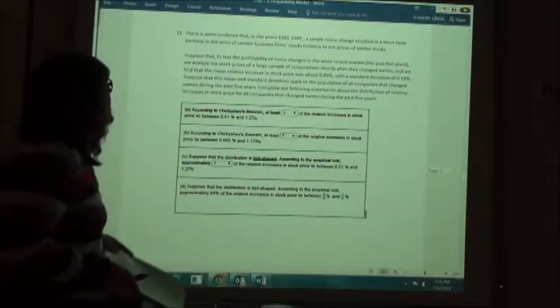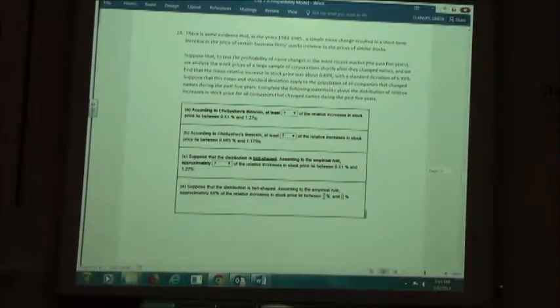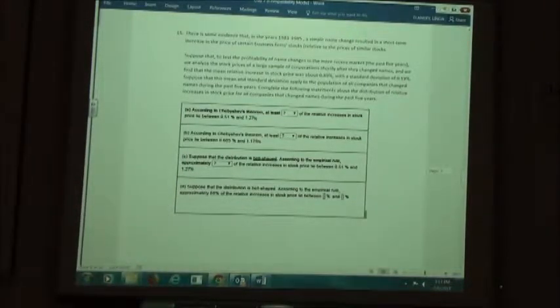There is some evidence that in the years from 1981 to 1985, a simple name change resulted in a short-term increase in the price of a certain business firm's stock relative to the prices of similar stocks. Suppose that to test the profitability of name changes in the most recent market, the past 5 years, we analyze the stock prices of a large sample of corporations shortly after they change their names. We find the mean relative increase to be about 0.89% with a standard deviation of 0.19%. Suppose that this mean and standard deviation apply to the population of all companies that change names during the past 5 years. Complete the following statements about the distribution of relative increases in stock price for all companies that change name during the past 5 years.